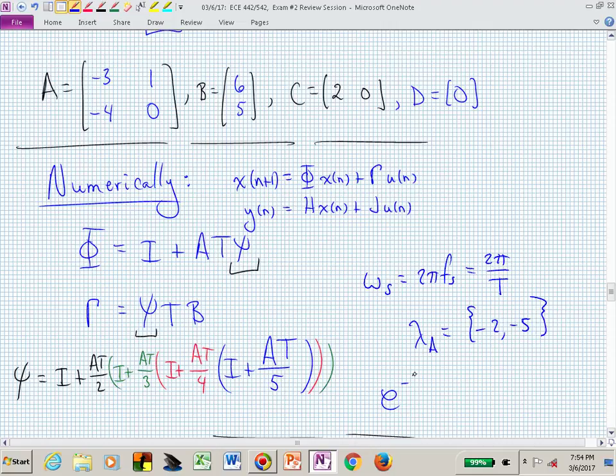This gives rise to an e to the -2t and an e to the -5t mode behavior. Which of those is the slowest? Which decays the slowest? You could just plug in two numbers and say which one is going to give me the slower response. Is it clear that -2, the mode at -2, is the slowest? That's the dominant, but that's not the one you use to find the sampling frequency.